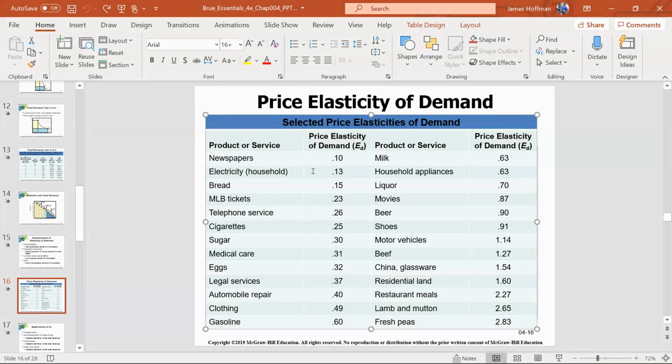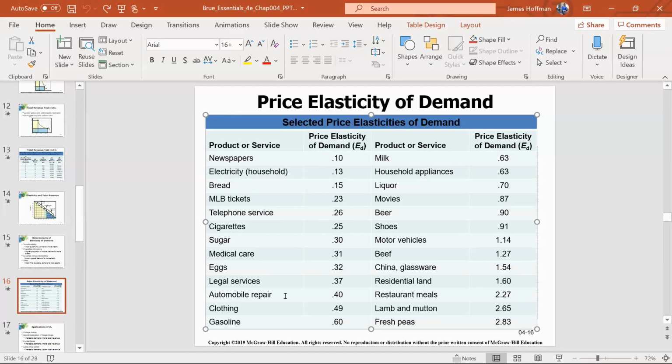So electricity, like household electricity, is very inelastic because you don't have an alternative. The same thing with cell phone service, cigarettes, medical care, auto repair. So most of these things should make sense as to why they're inelastic.